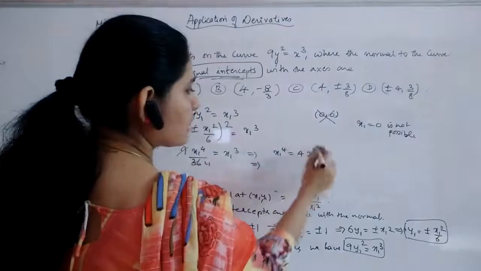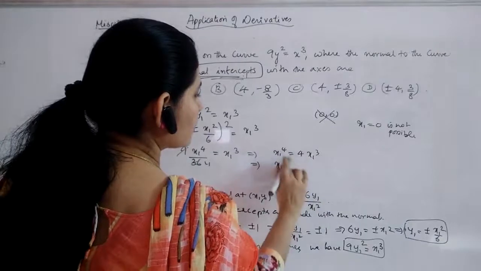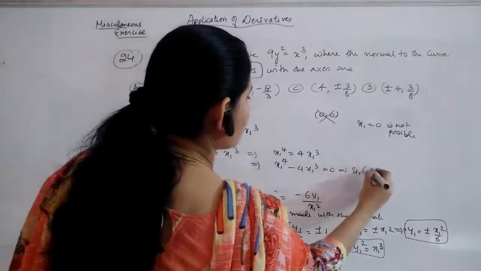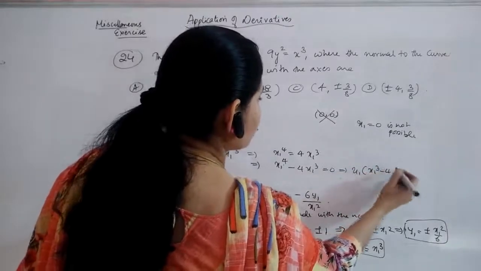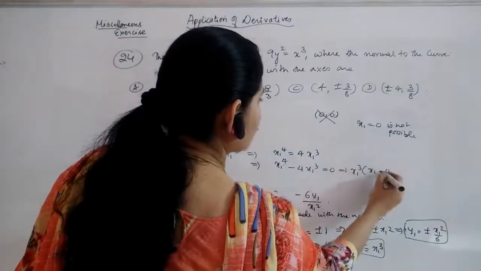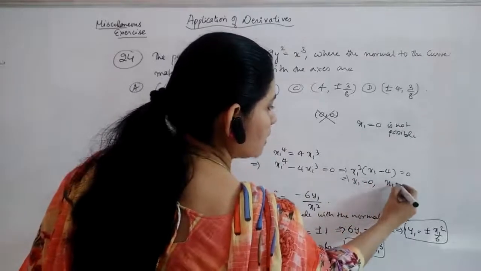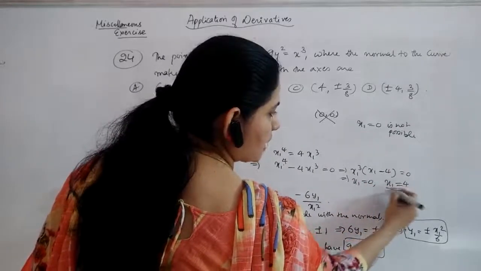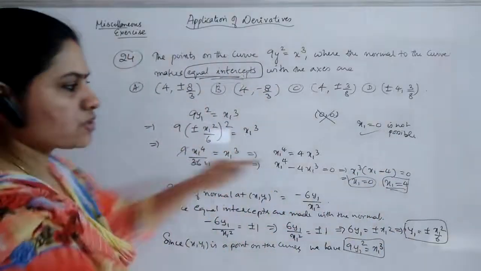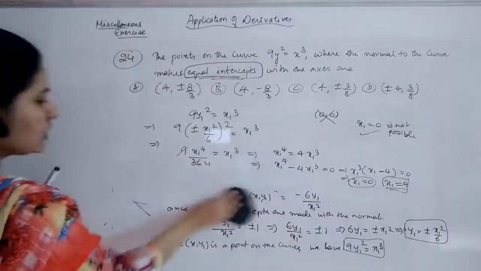Okay, so we are just neglecting that, and you will get x1 raised to 4 minus 4 x1 cube equal to 0. This will give you x1 cube in common, so x1 cube can be taken out, x1 minus 4 equal to 0. So from here you are getting that x1 can be either 0 or x1 minus 4 can be 0. That is, x1 can be 4 only, because 0 cannot be possible. Okay, so x1 equal to 4 replaced in y1 will give you the point.